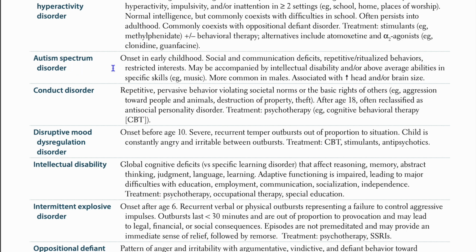Autism spectrum disorder. Onset in early childhood. Social and communication deficits. Repetitive, ritualized behavior, restricted interest. May be accompanied by intellectual disability and or above average ability in specific skills, for example music, or astronomy as well, like they're always looking at the stars through telescope and stuff like that. More common in males, associated with increased head and or brain size.